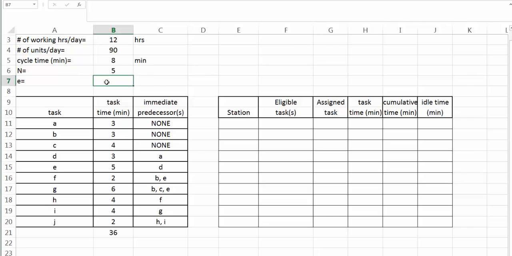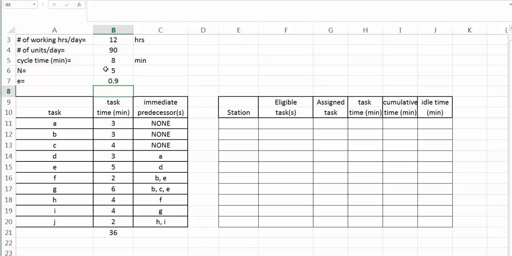Now let's calculate efficiency E. It's going to be equal to total task time divided by cycle time times the minimum number of workstations. Essentially, what this means is out of the 40 minutes, the real working time is only 36 minutes. As a result, the efficiency is 36 divided by 40, which is 90%.